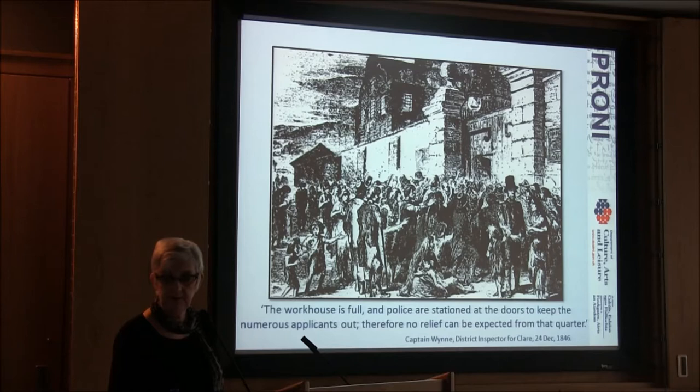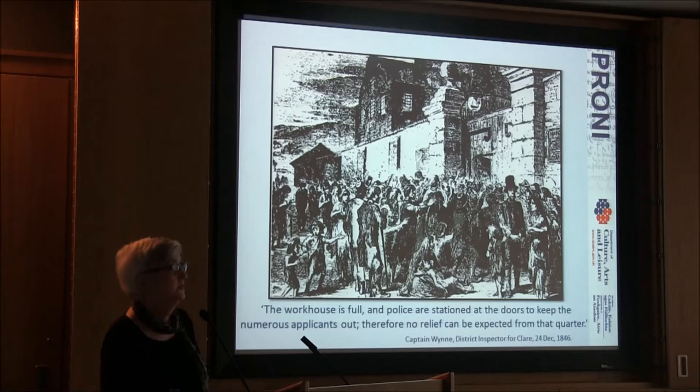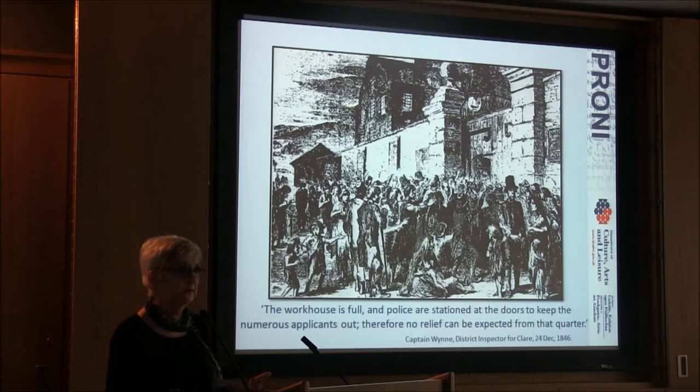And you will find that a lot of the workhouses that were built to hold maybe 400 people were holding over 1,000 during this period. And at one stage, the life expectancy in the workhouse over the famine years was 48 hours.